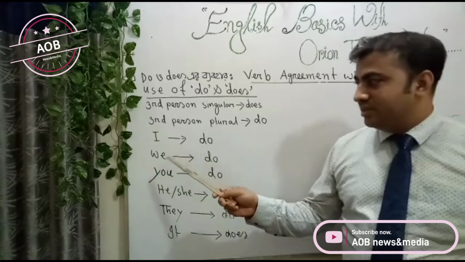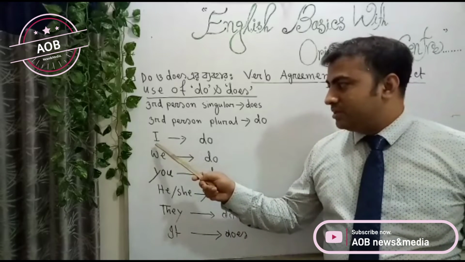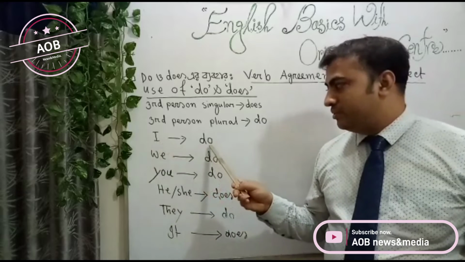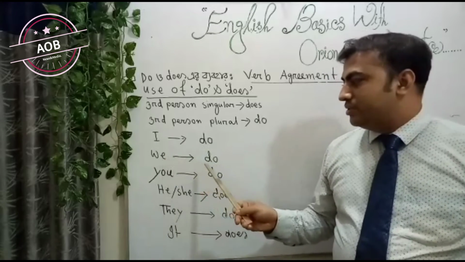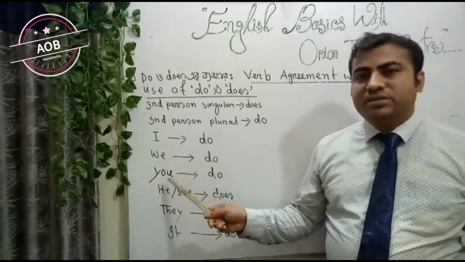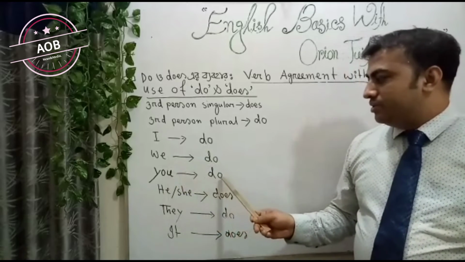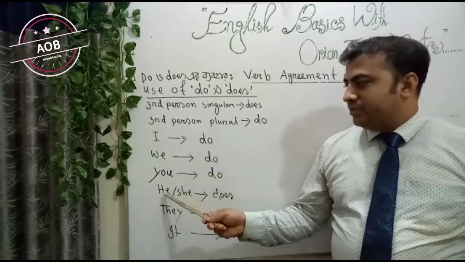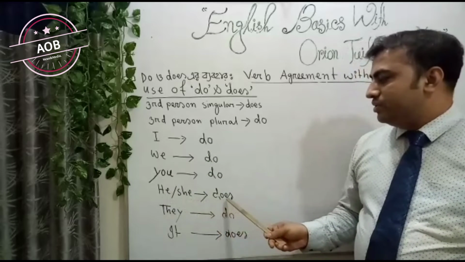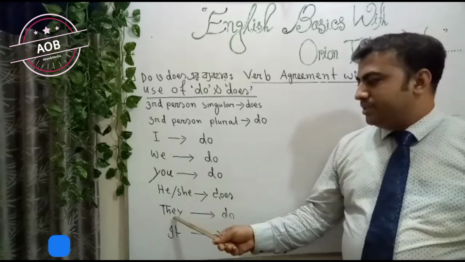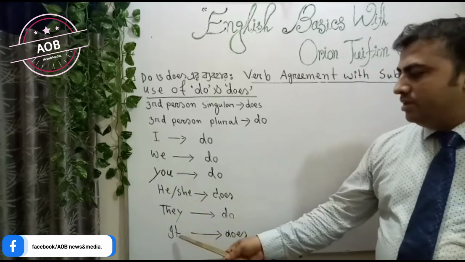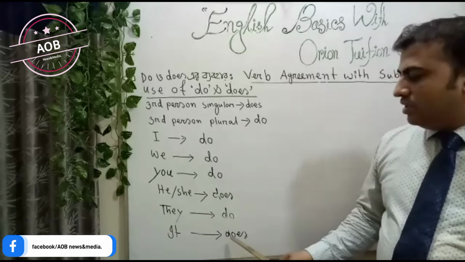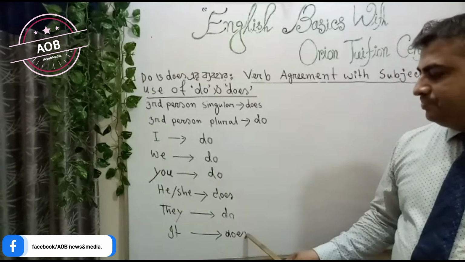Look at the board once again. If the subject is I, we will use do. If the subject is we, we will use do. If the subject is you, we will use do. If the subject is he or she, we will use does. If the subject is they, we will use do, and if the subject is it, we will use does.